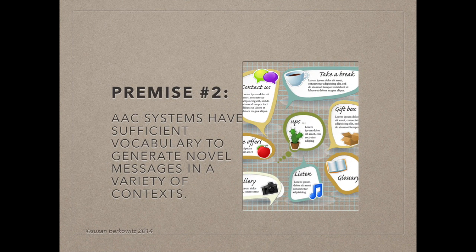Our next premise is that the AAC system has sufficient vocabulary in it for the user to generate what they want to say in a variety of situations, as well as for the communication partner to use for language input. If you remember the first video on static and dynamic display systems, you will remember that we talked about having enough vocabulary in a system for the user to do just that, communicate whatever they want to.